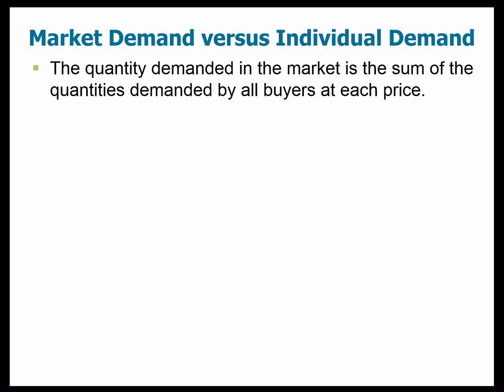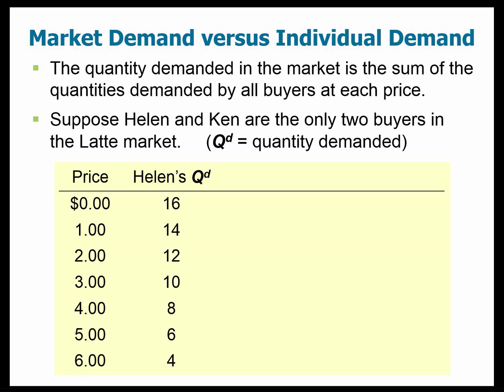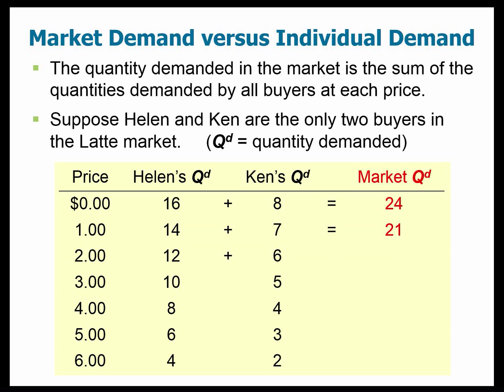All right, so market demand is how much everybody demands. We just looked at an individual's demand schedule, Helen, right here. I'll go ahead and reproduce it. But let's suppose there's someone else named Ken, and he has this sort of demand, and the total quantity demanded is just the horizontal summation of all of those goods. This is pretty self-explanatory.